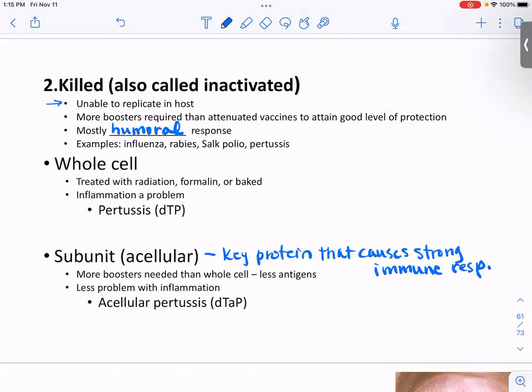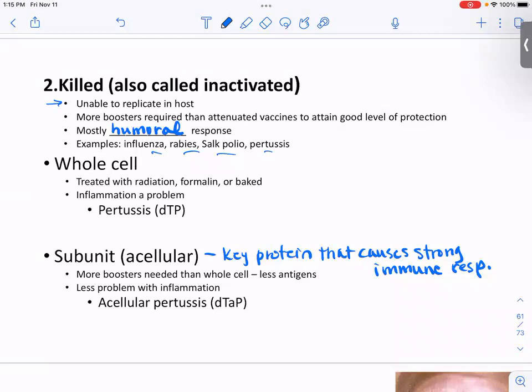Typically, the antibody response is enough. Some examples: influenza, rabies, the Salk polio, pertussis. So again, either that's a whole cell that's been killed. How do we kill or inactivate these pathogens? Either we hit them with some kind of radiation like gamma rays or UV rays, or we heat them up. Sometimes we treat them with a chemical like formalin, really small amounts, enough to inactivate them.